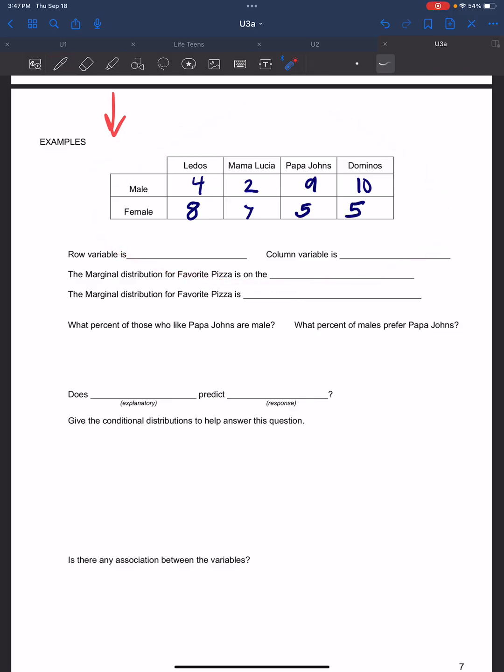And you'll notice that over here, it is broken up into pizza places. So this is their favorite pizza place. In Calvert County, there are not very many options. I wish there was like a New York styled pizza, a little bit more authentic, but whatever. And then over on the side, we've got gender. So let's see if we can answer some questions about this. It says the row variable for us is gender, and the column variable is favorite pizza place.